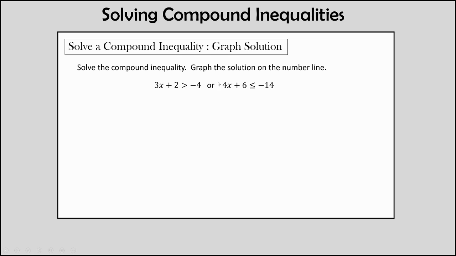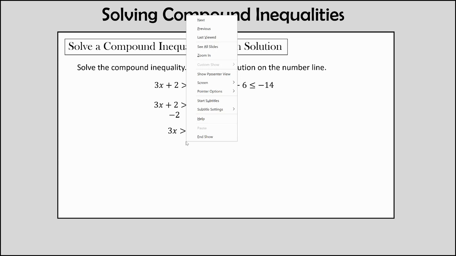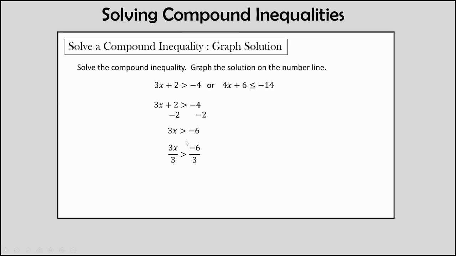So again, it becomes pretty basic here. Solve each inequality. Subtract a 2. Careful here, -4 minus 2 is -4 plus -2, that's -6. Divide by 3. X is greater than -2.